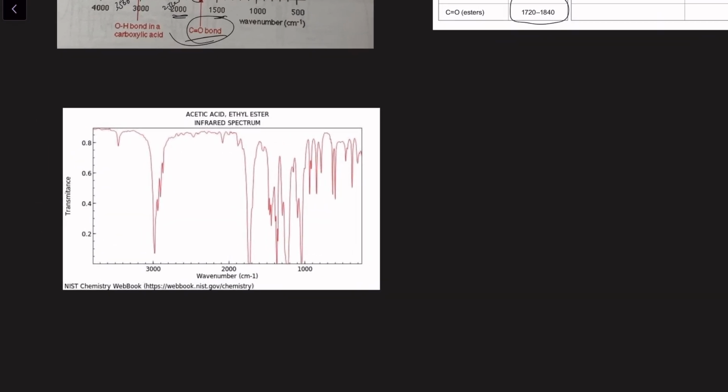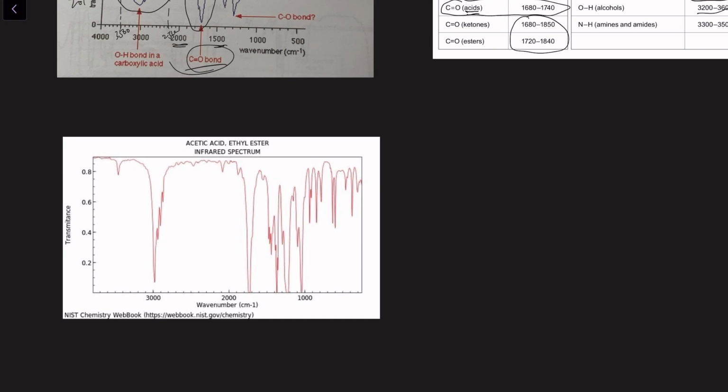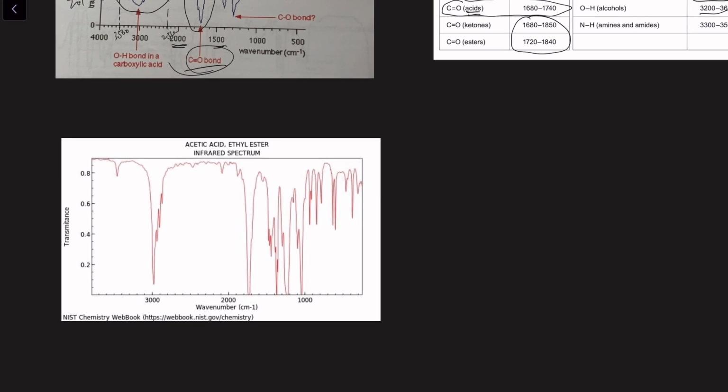The next one we want to look at is the ester. So this is ethyl ethanoate. So this is how you draw the ester. I think it's always easier to draw from the acid side. So this is ethyl ethanoate.